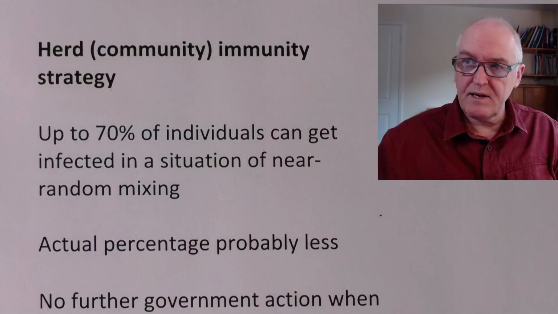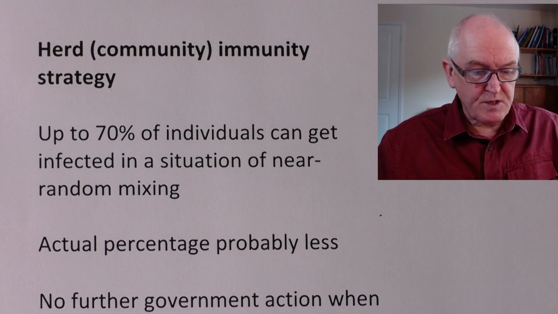So it looks like if we do nothing, and there's just random mixing, you go to the pub, you go to work, you meet your girlfriend, whatever it is, just random social interactions, because we're social creatures, will result in 70% of the population being infected. And because we're a global world, that would now mean 70% of the world's population being infected. So up to 70% could be infected.